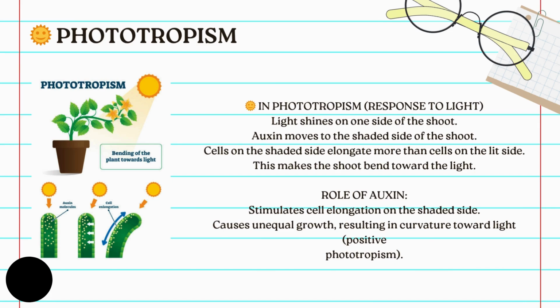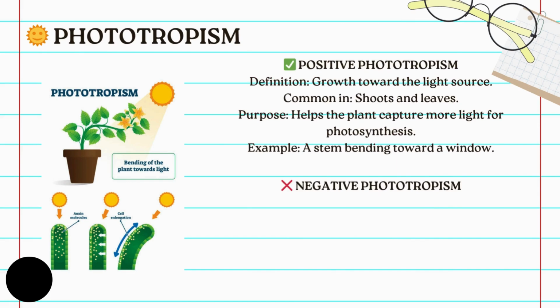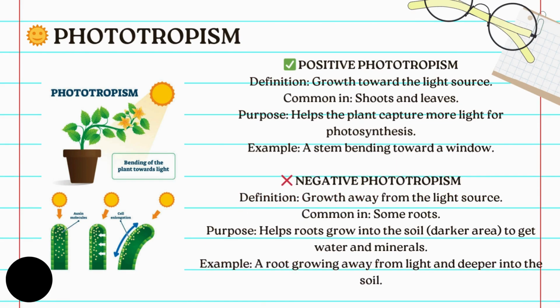There's negative and positive phototropism. Positive phototropism is growth towards the light. When the shoots and the leaves, the shoot system, are growing towards the light, that is positive phototropism. This helps the plant get as much light as possible so that it can undergo photosynthesis. It's trying to maximize its access to the light source to get as much photosynthesis as possible.